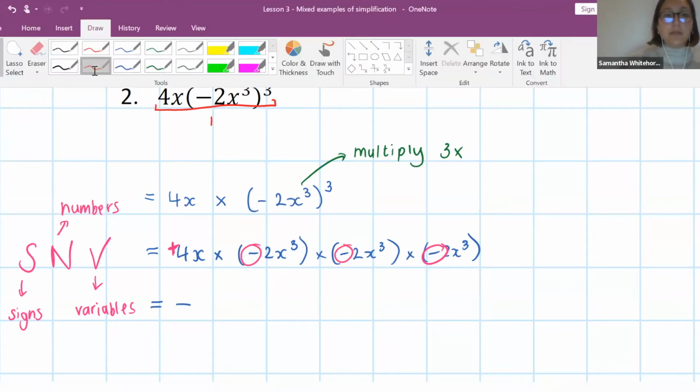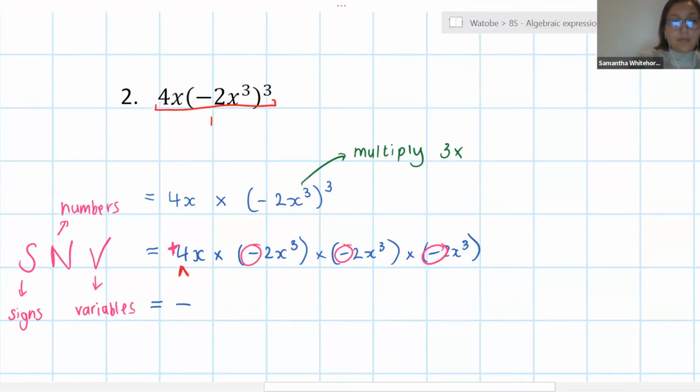If I look at the numbers, I've got 4 times 2 times 2 times 2. So quickly on your calculator or quickly in your head, I want to know what 4 times 2 times 2 times 2 is. You can put it in the chat. If you're feeling brave and you want to raise a hand, you're welcome to. But otherwise, pop in the chat what you think 4 times 2 times 2 times 2 is.